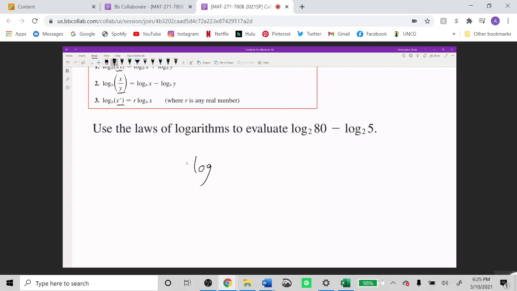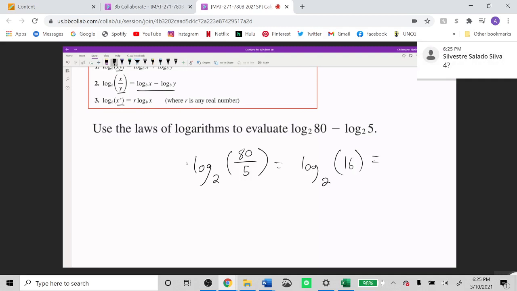In this way, I have subtraction, so I'm allowed to turn this into division inside of one logarithm. So this is log base 2 of 80 divided by 5. 80 divided by 5 is 16. And now this is asking me the question, 2 to what power is 16? 2 raised to what power is 16? 4. Yep.